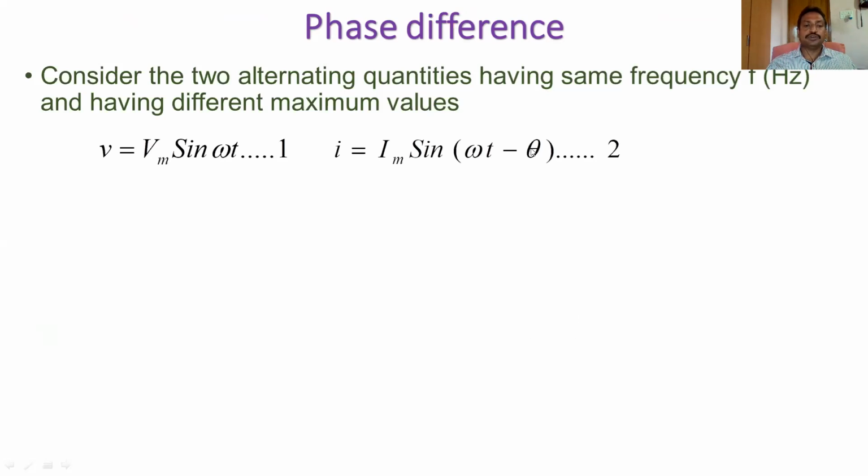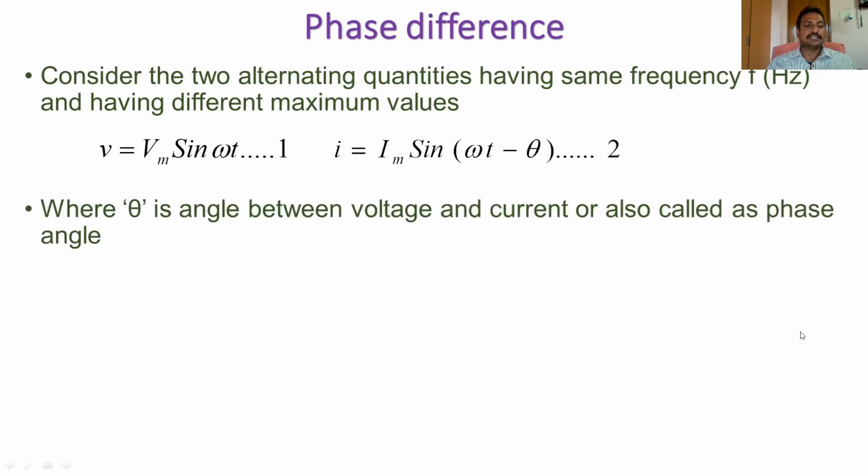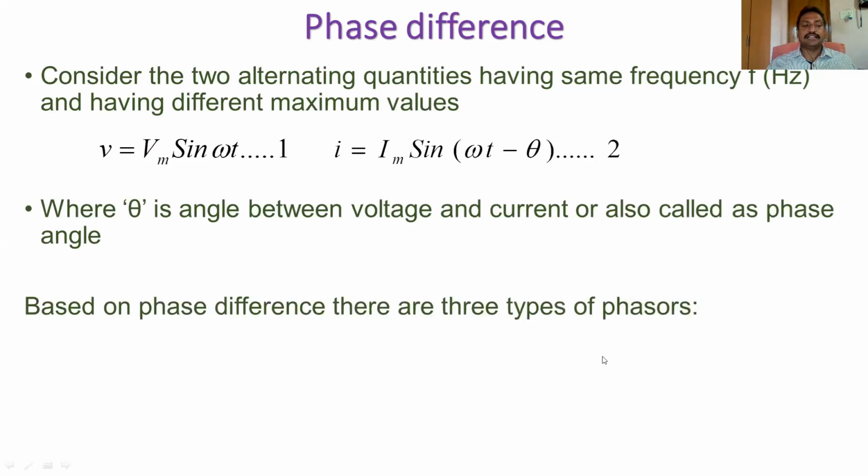If theta is 0, then these two are the same. If theta is equal to 90 degrees, it lags. If theta is equal to minus 90, it leads. Here theta is the angle between voltage and current, also called the phase angle. Based on the magnitude of theta, there are three types of phasors. If theta is 0, these two are the same: V is equal to Vm sin omega t, I is equal to Im sin omega t. That is the in-phase phasors.